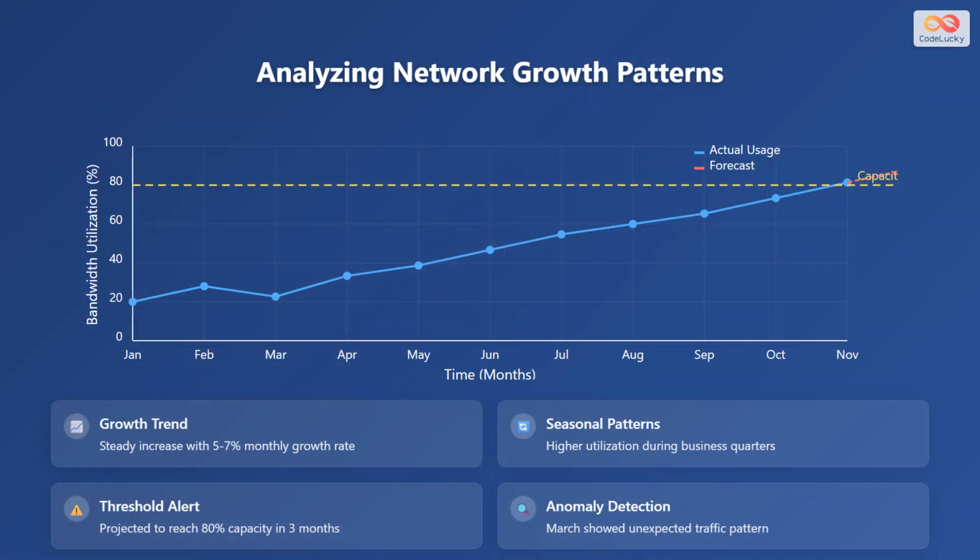Analyzing network growth patterns is vital for effective capacity planning. Key insights include identifying the overall growth trend, noting any seasonal patterns, setting up threshold alerts to warn of impending capacity limits, and detecting anomalies that may require further investigation. For example, in the illustration, there is a steady bandwidth increase with a 5 to 7% monthly growth rate, and the utilization is projected to reach 80% capacity in 3 months.